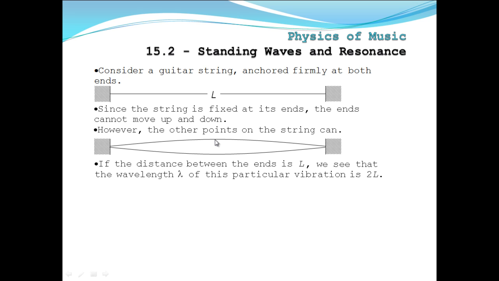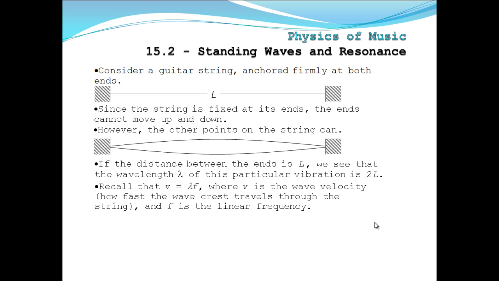Because, remember, wavelength is the distance between two of the same points of a wave. Since we only get one crest here, the other crest would have to be way over here, off the screen. So this is only half of the wavelength. So the total wavelength is 2 times this entire distance, hence 2L. Recall that velocity equals lambda f, where v is the wave velocity, how fast the wave crest travels through the string, and f is the linear frequency. We all remember that. Rearranging that equation, frequency equals v over lambda, so frequency equals v over 2L for this string here.